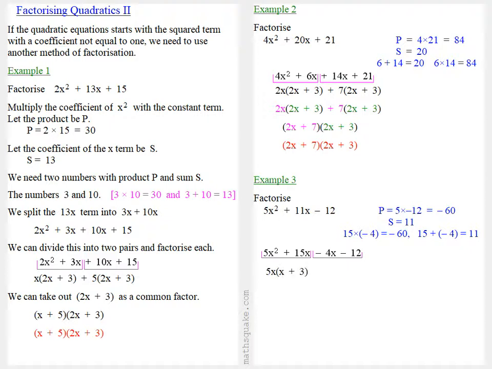Now we can factorise the pairs. The first one, 5x squared plus 15x, factorises as 5x into x plus 3, and minus 4x minus 12 factorises as minus 4 into x plus 3. Now x plus 3 is common. We've got 5x times the bracket minus 4 times the bracket. So we have 5x minus 4 times the bracket, 5x minus 4 times x plus 3. And that's our solution.